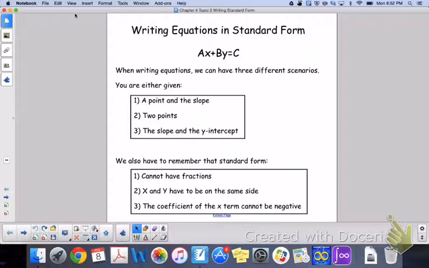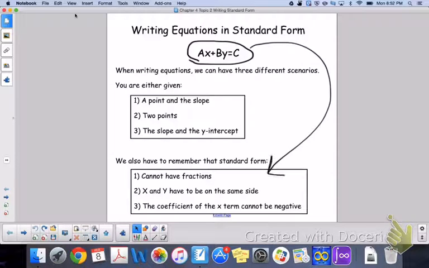Alright, we are going to be writing equations in standard form. What is standard form? Well, standard form is this form right here, ax plus by equals c. Now, I'm going to skip down to down here. Standard form is different than other forms for a couple of reasons. A, B, and C are just numbers. They don't stand for anything.